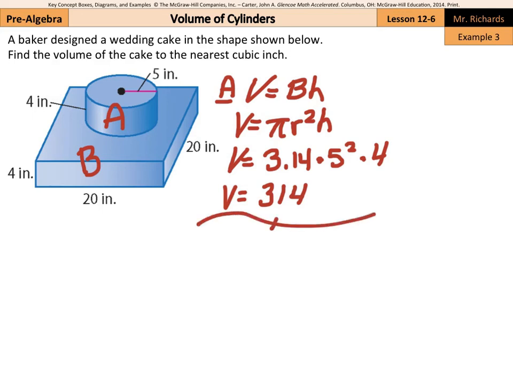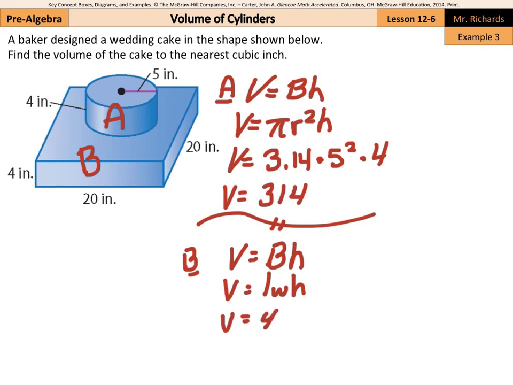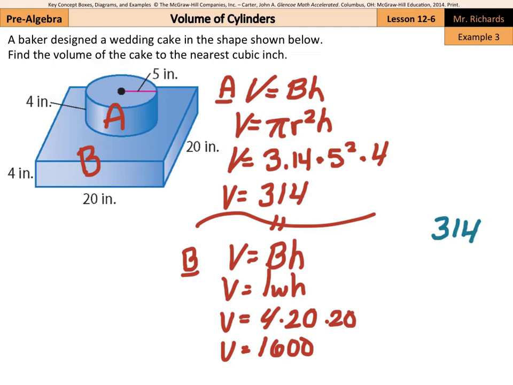What about the rectangular prism? Volume is still equal to the area of the base times the height, except this time my base is a rectangle, so this is length times width times height. So I can call this 4 times 20 times 20. And the product of these three numbers is 1,600. So to find my total volume, 314 plus 1,600, the sum of this is 1,914 inches cubed.